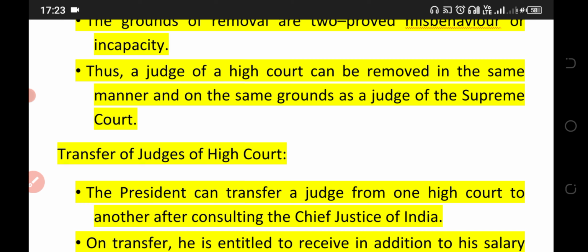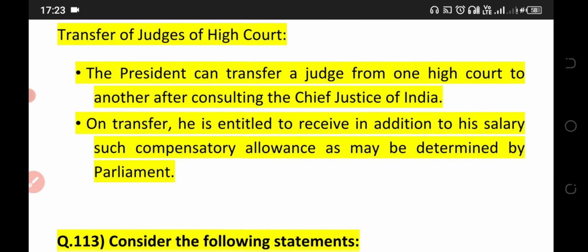Transfer of judges of high courts. The President can transfer a judge from one high court to another high court after consulting the Chief Justice of India. On transfer, he is entitled to receive, in addition to his salary, such compensatory allowances as may be determined by the Parliament.